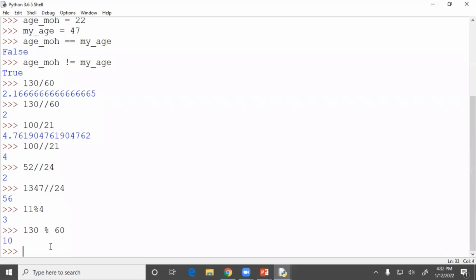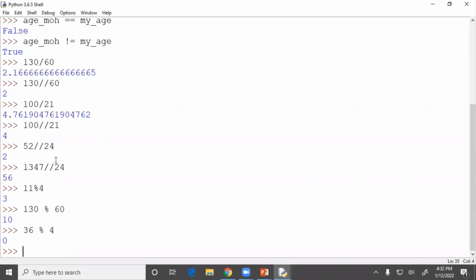Let's have some fun with this operator. 36 modulus 4. What do you think the answer is going to be? 9 times 4 is 36, so the remainder is going to be 0. Just remember your grade in the exam, guys, and say it. Now 37 modulus 4. Remember your grade in the exam and say it. What's going to be the answer?